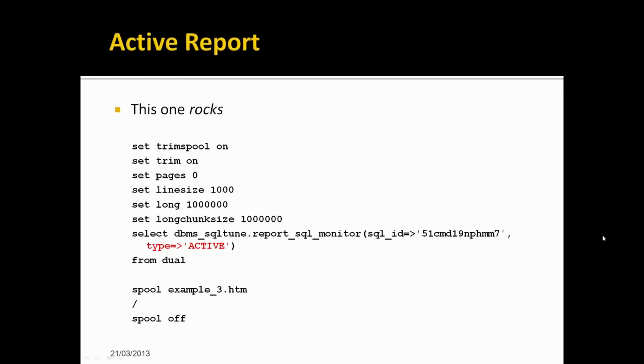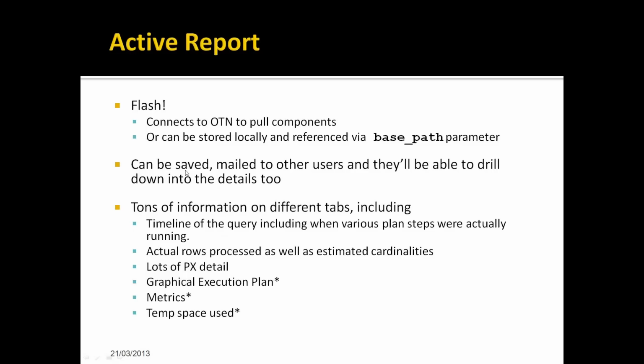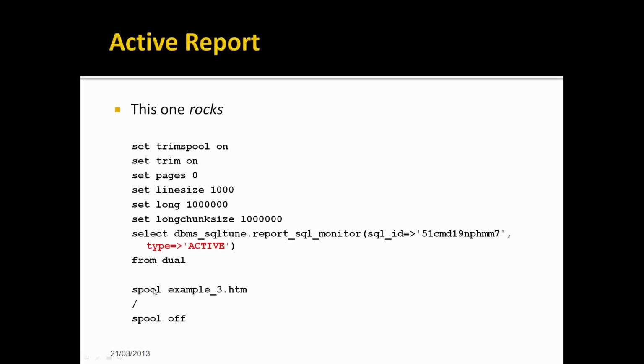However, the thing which really makes SQL Mon is what Oracle call the active report. And I mean what I say there, this report just rocks. So here I'm doing a similar kind of thing. It's a function. I'm selecting from Dual. I'm giving it a SQL ID. But the important bit here is I'm giving the report type as being active. And then again, spooling it to a file, slash, and then spool off.